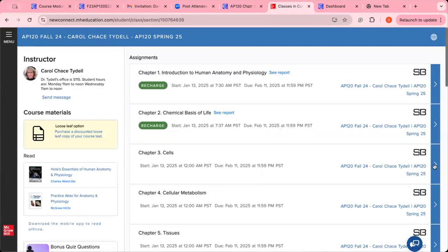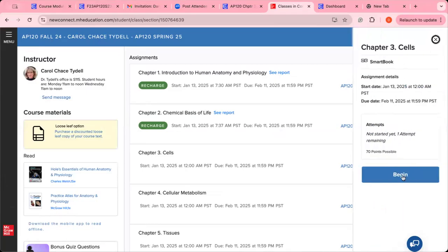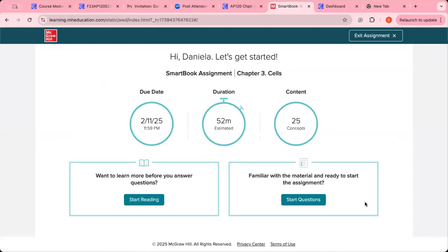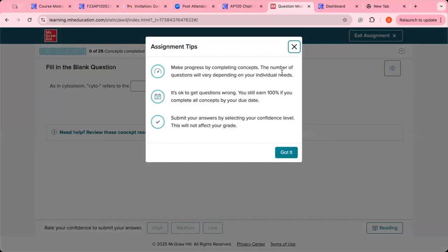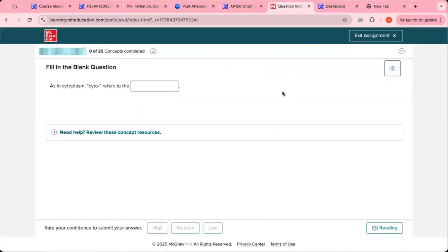So we're working on chapter 3. All right, let's look at chapter 3 and see what we've got. As in cytoplasm, cyto refers to the cell.